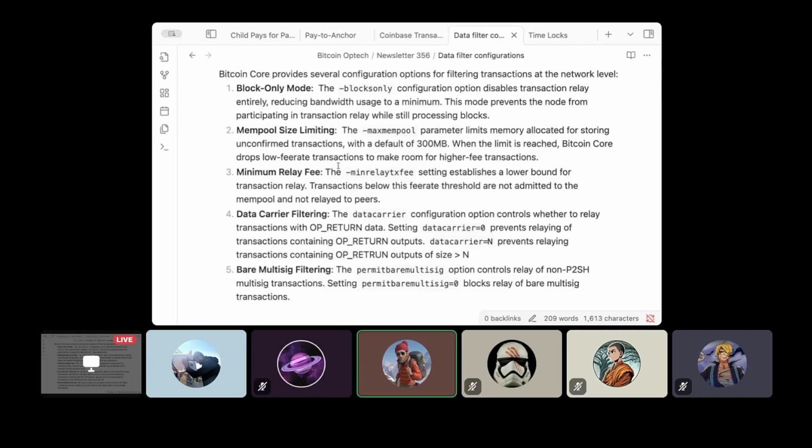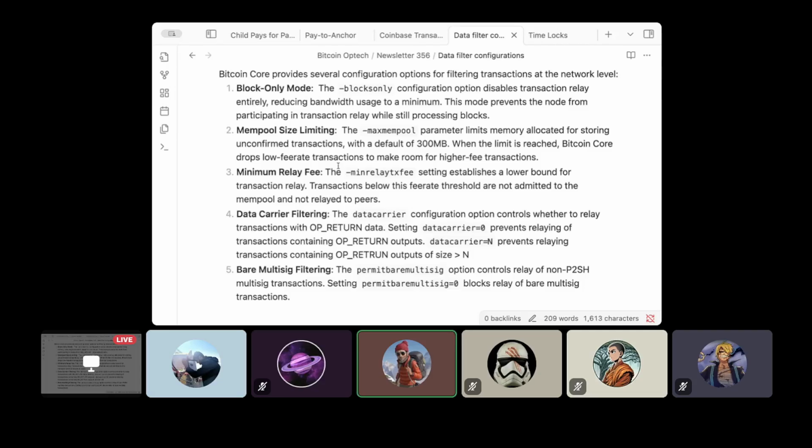Then the third one is minimum relay fee. So you can set a lower bound for transaction relays. You can increase or decrease this minimum relay transaction fee. What this does is that your mempool doesn't populate any transactions below this fee. So they are not admitted into your mempool and they are not even relayed to your peers. You can use this setting also.